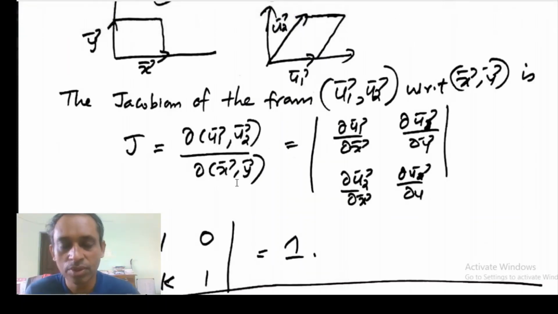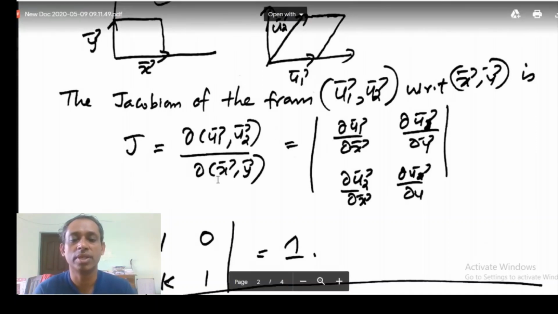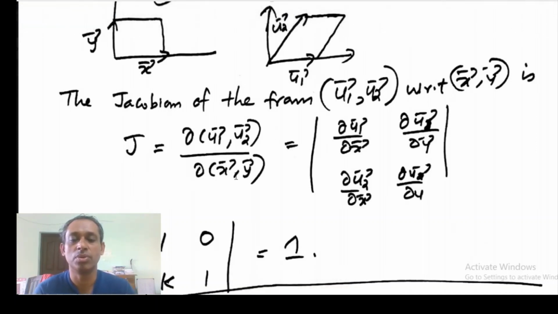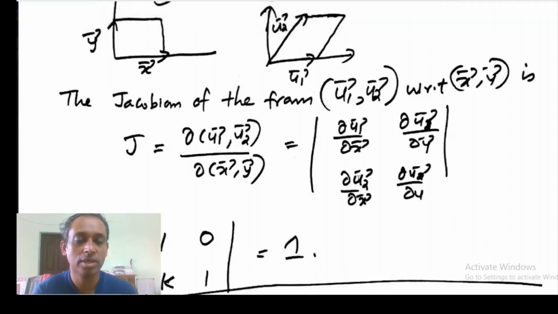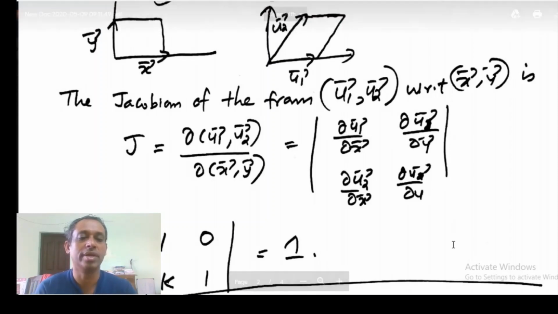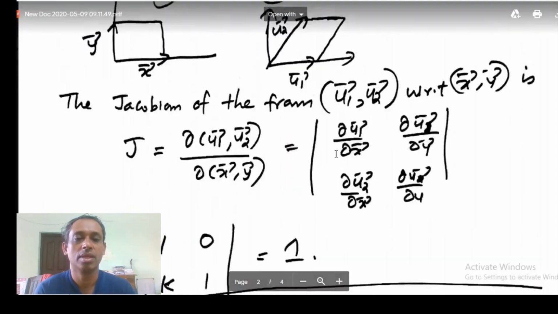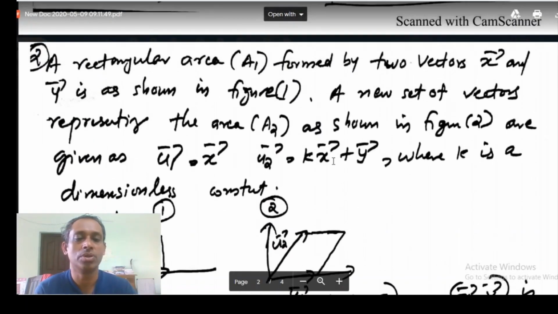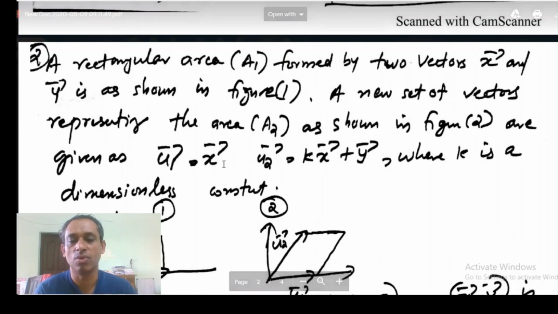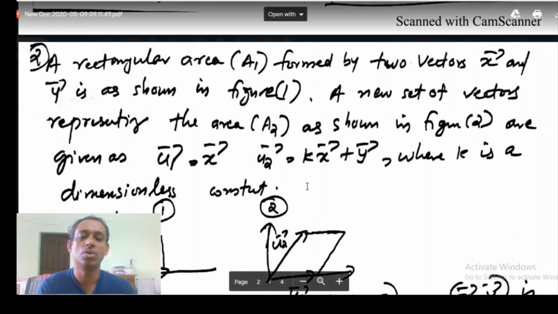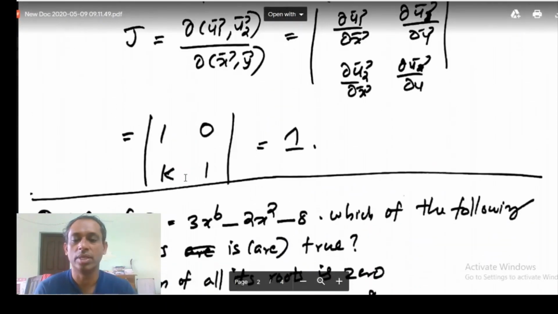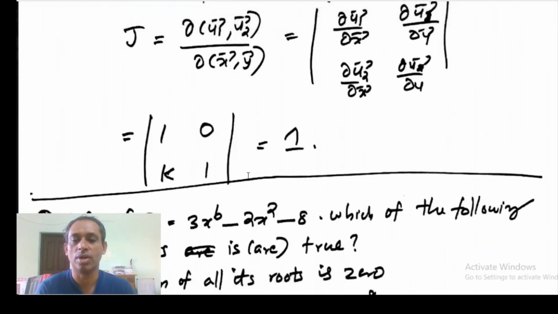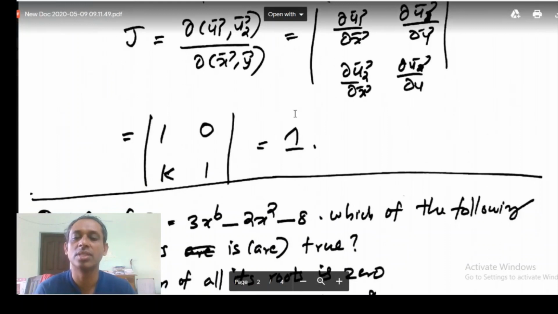As we saw in the previous problem, the Jacobian of u1, u2 with respect to x, y is the determinant of ∂u1/∂x, ∂u1/∂y, ∂u2/∂x, ∂u2/∂y. As we find these, ∂u1/∂x is 1, ∂u1/∂y is 0, ∂u2/∂x is k, ∂u2/∂y is 1. Its value is 1. So this is the Jacobian, and this is the answer.